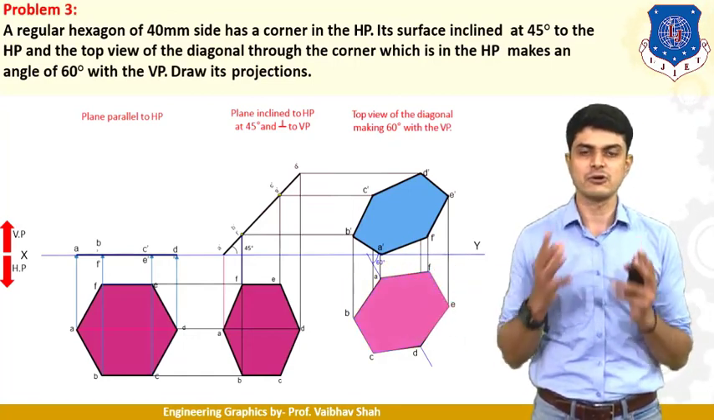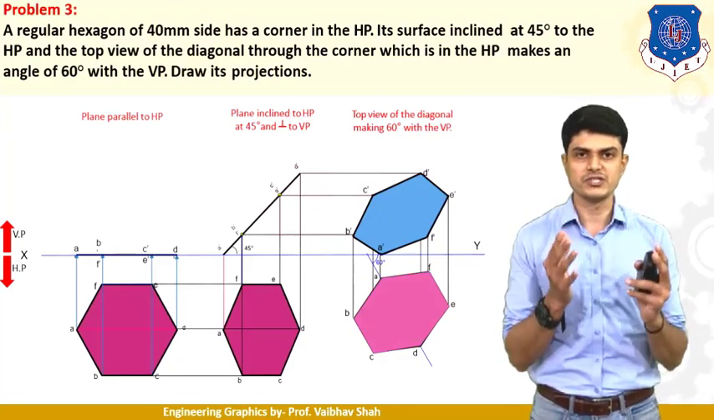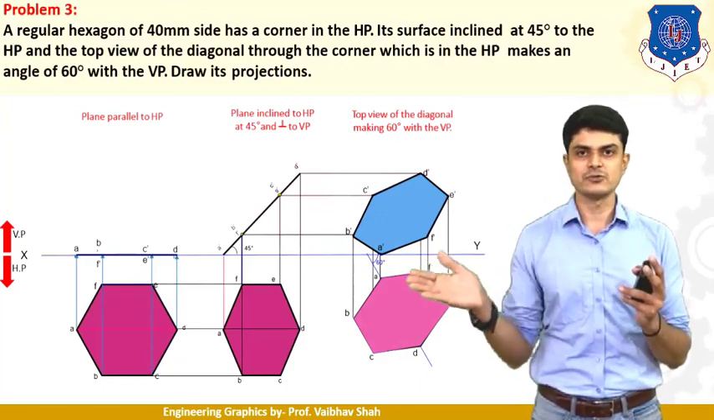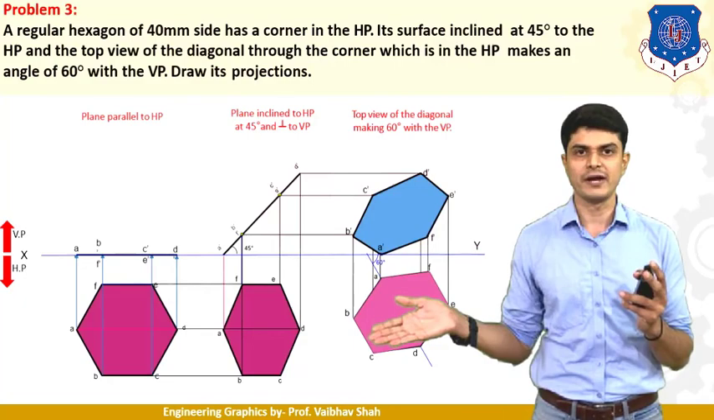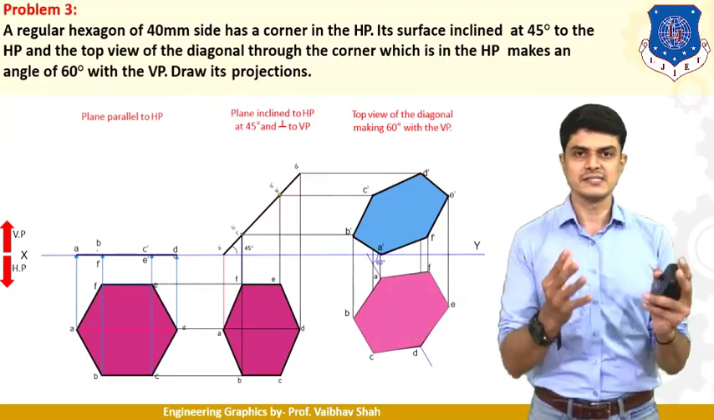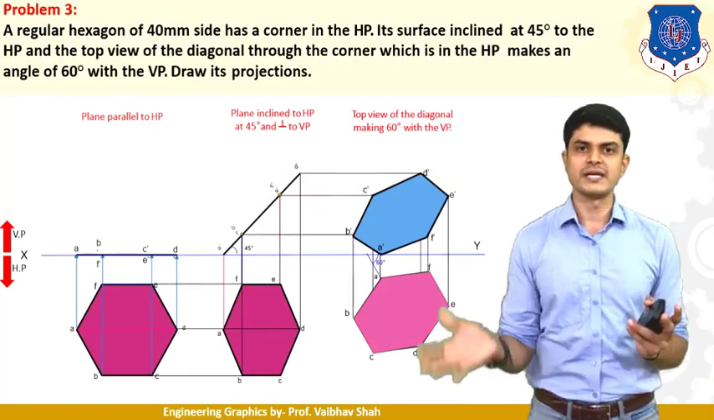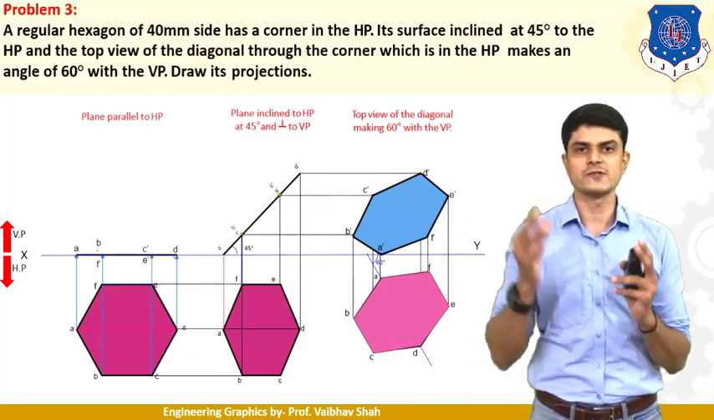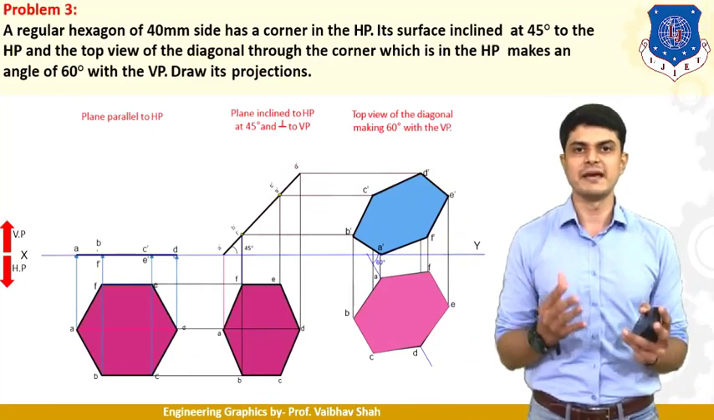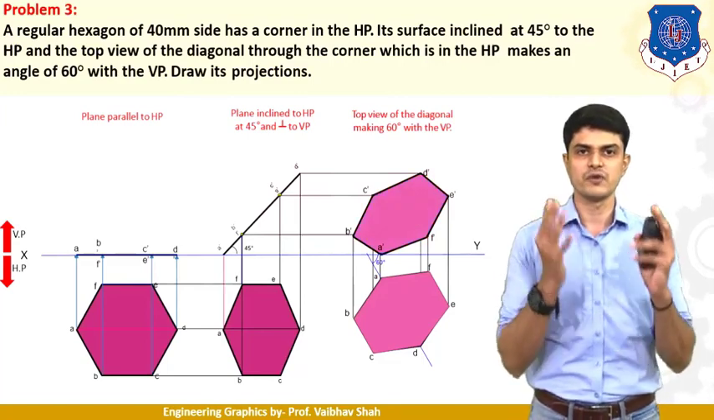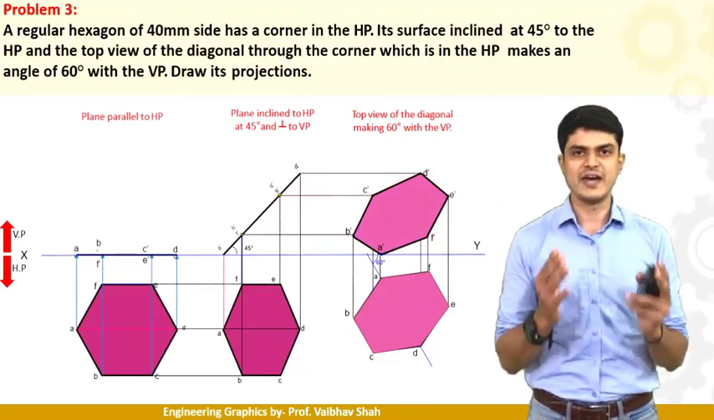So you will have this hexagon drawn in the third stage in which your diagonal AD, which is passing through that corner A, is inclined at 60 degrees. After having this hexagon, you should simply draw vertical lines and horizontal lines from each and every point. So you will have your final hexagon drawn in your front view like this. So it is very easy.